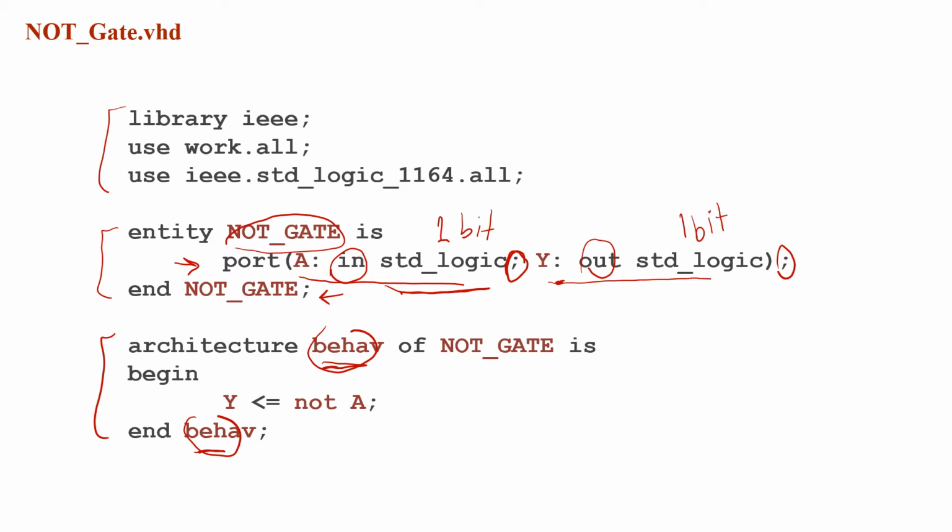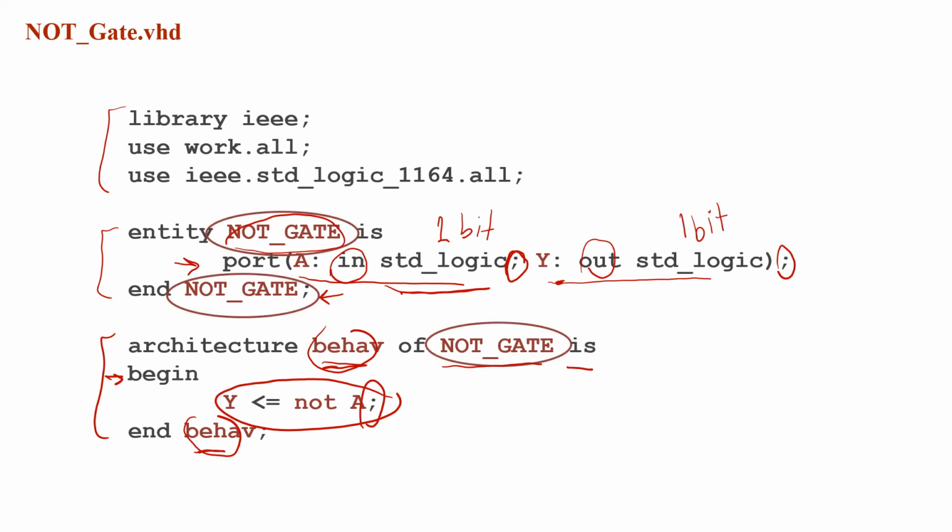So now the architecture of the NOT gate is described as the following. You have to say the keyword is, then begin, and then this line of code will define y as a function of a. So we said y is assigned a value equal to not a. And don't forget, of course, the semicolon at the end of the line.